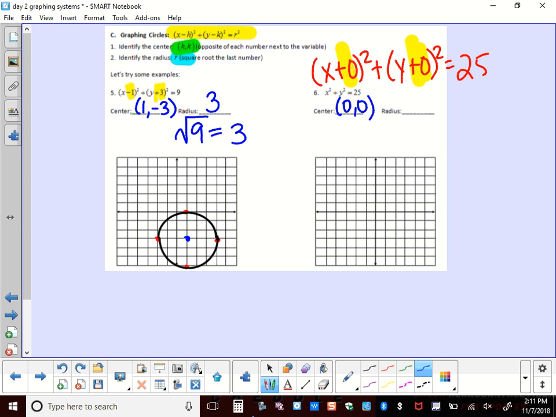So if you see a problem like number 6 where there's no parentheses or anything like that, and we have two variables, 0, 0. My radius, what is the square root of 25? It is 5. So go ahead and make your graph. I start in the middle at 0, 0. I'm going up, down, left, right, 5.